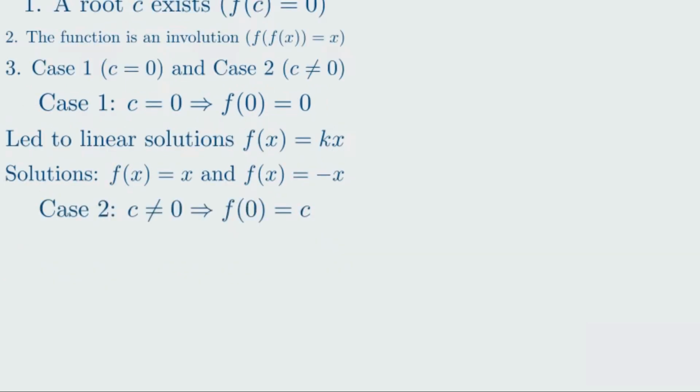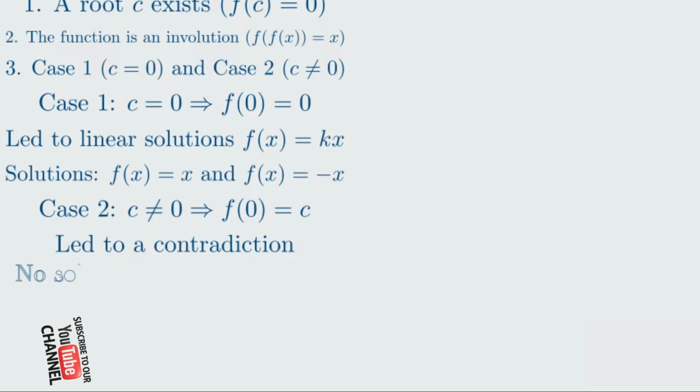In this case, we found a contradiction by substituting y equals c and y equals 0 into the original equation. The assumption that the root c is not 0 led to a logical impossibility. Therefore, there are no solutions in this case. So, combining our findings, we have arrived at the complete set of solutions. The only functions that satisfy the given equation are f of x equals x and f of x equals negative x. These are the two functions that fulfill all the conditions. You can now confidently solve this functional equation.